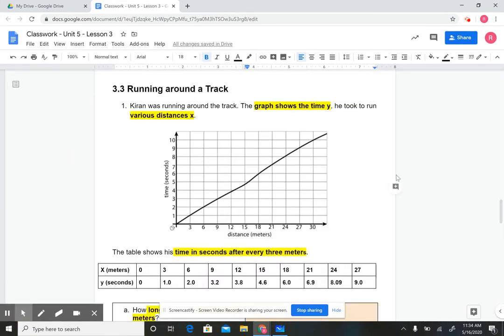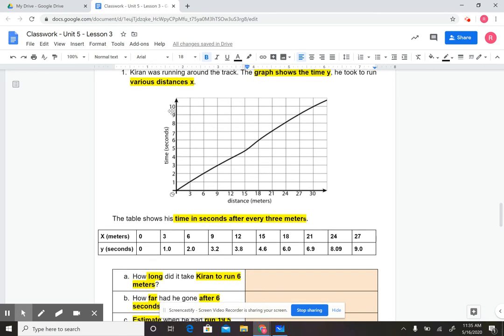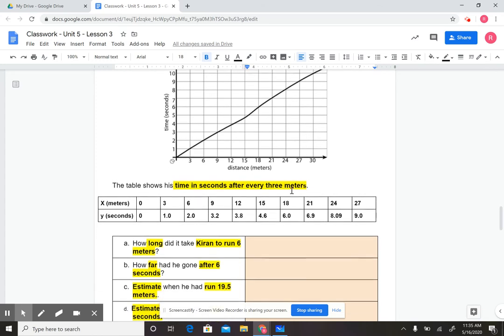Okay, so for the last part, 3.3, running around a track. We have Karen was running around the track. The graph shows the time y he took to run various distances x. So here the y-axis is time, and the x-axis is distance. And so you can see there's a table here from this graph to help you answer the question, is this a function? You can see as he runs various distances, his time is given there. So like for 3, it's 1 second, 6 is 2, 9 is 3.2, and so on.